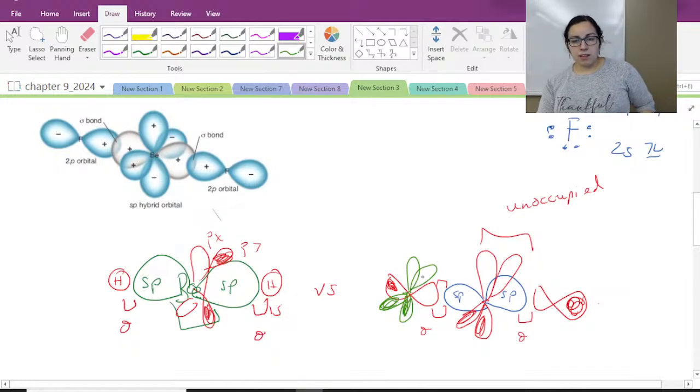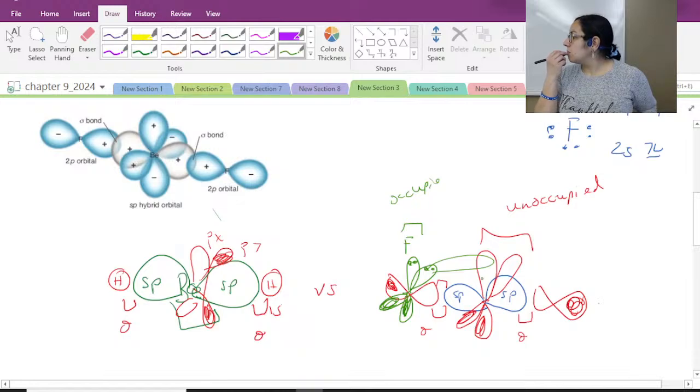What that means is, if our fluorines have electrons in there, so I'm trying to show that they're occupied, then there could be some sort of interaction and pi bonding with the empty orbitals of beryllium.